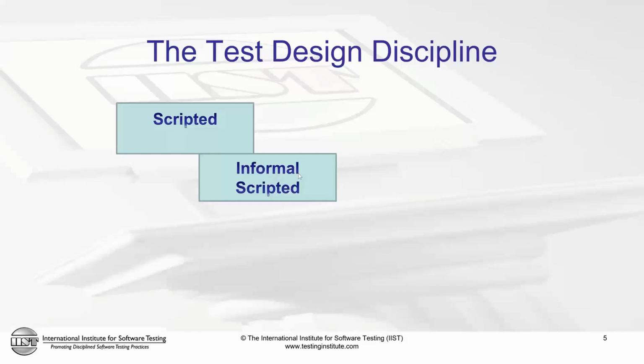The next level down is informal scripts. That's when you write English statements, or whatever natural language you speak, that tells someone how to execute those tests. Typically, informal scripts are not to be executed using a tool. It's not for test automation, but rather for manual testing.